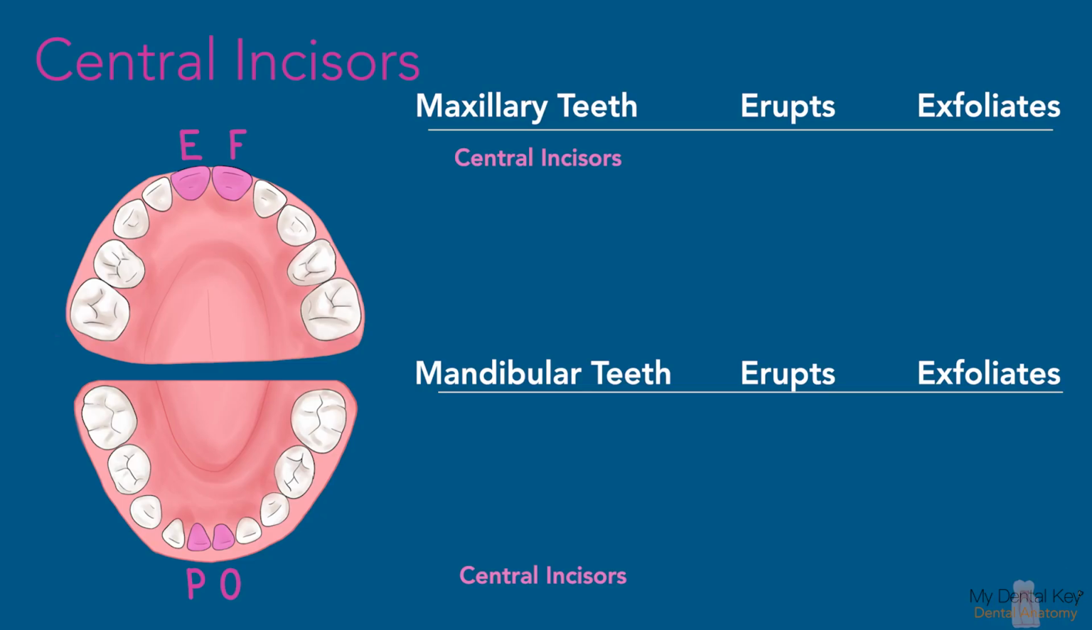Central incisors are the first primary teeth to erupt, around 5 to 8 months for the lower primary central incisors and around 6 to 10 months for the upper central incisors. These primary teeth exfoliate around 6 to 7 years in the mandible and 7 to 8 years in the maxilla.